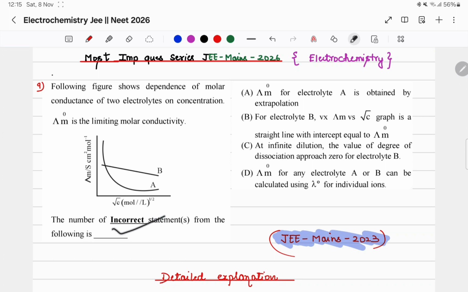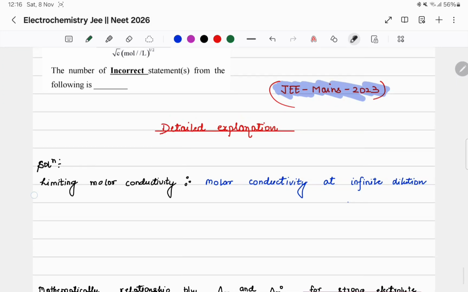So this particular question is important for Mains, NEET, and it's also very important for board exams. So today we will see the whole explanation of this topic. So let's first try to understand what we mean by the term limiting molar conductivity. Before that a question arises: what do you mean by molar conductivity?